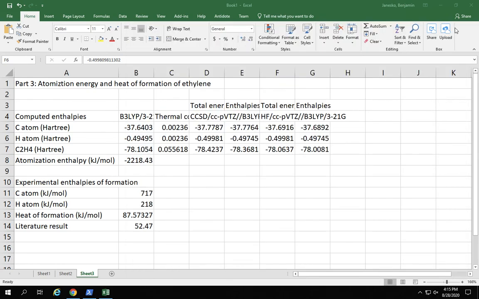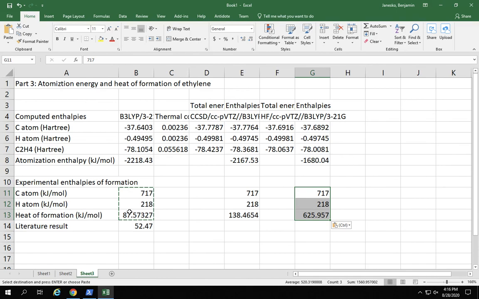And now I'm done. I can get the same atomization enthalpies here and here, and I can do the same heats of formation here. Something's a little goofy here. B7, B5.